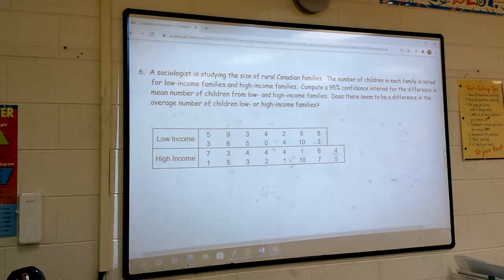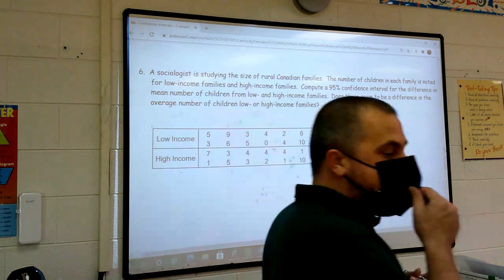Typically, what we would expect to see is more children in low-income families, just because that would be the expectation from society, but that's not always the case, so we don't know that. So when we start a test, typically they have in their head, and this kind of relates back to science, right?